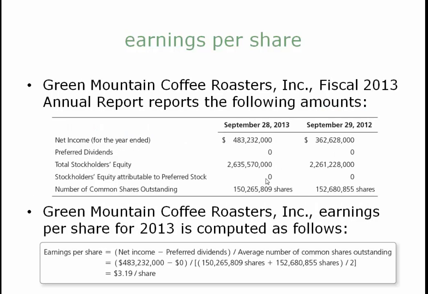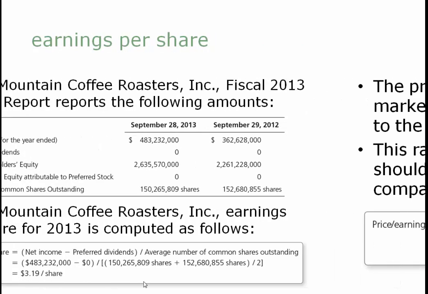So here's the example of Green Mountain Coffee Roasters. They're going to take net income minus preferred dividends divided by the average number of outstanding shares. There's some big numbers here, but what it really boils down to is they made $3.19 per share. And that's a really important number for you to understand, because depending upon how much money you have in those companies, what they're really trying to tell you is how much money they potentially have that they could pay out in dividends or pay to me.